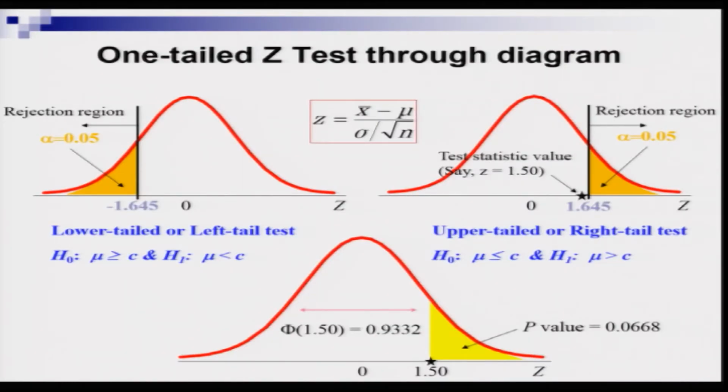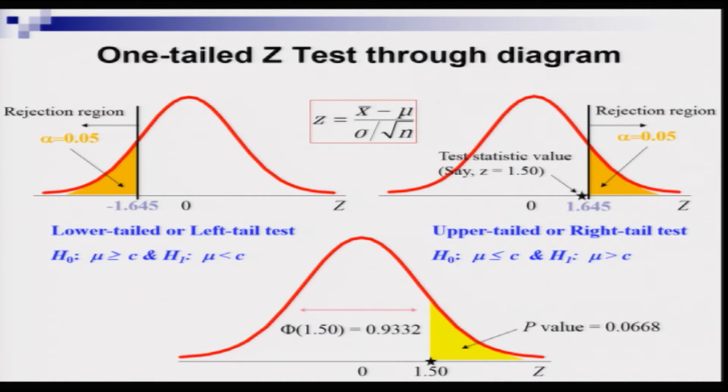So, note that the one tailed z test problem can also be of two types, depending on the nature of the alternative hypothesis. One is called lower tailed or left tailed test, and there you find the alternative hypothesis takes the form mu less than c, where mu is the unknown value of the population parameter and c is some constant. And the other type of the one tailed z test possible is called the upper tailed or right tailed test, and in that case the alternative hypothesis takes the form mu greater than c, and I have already defined mu and c.